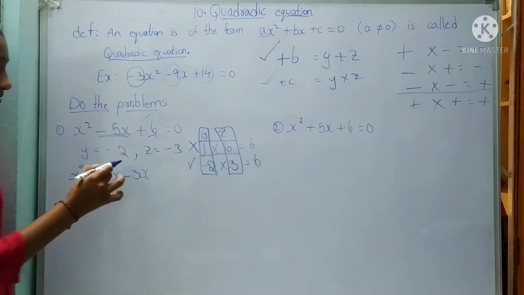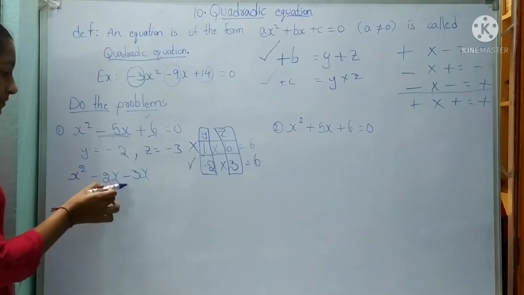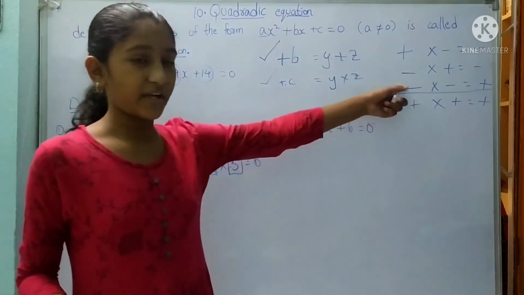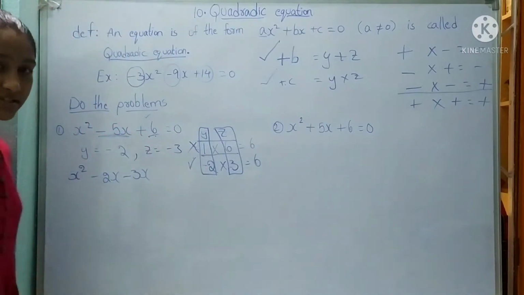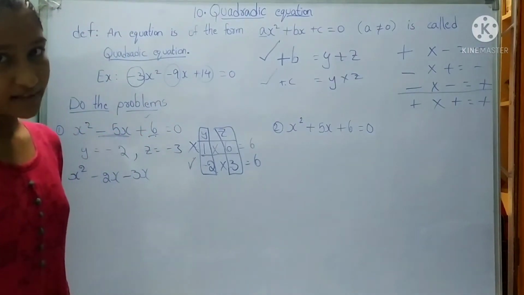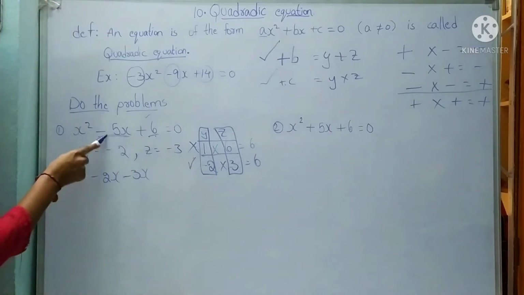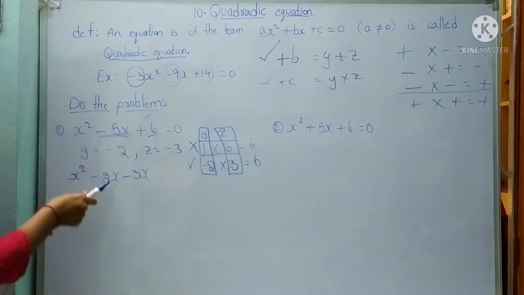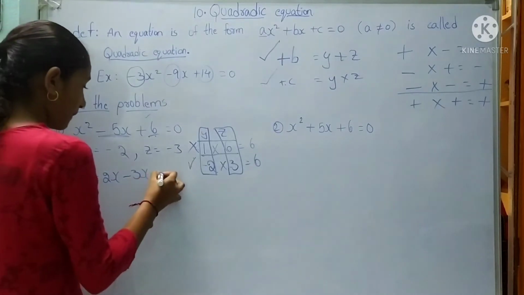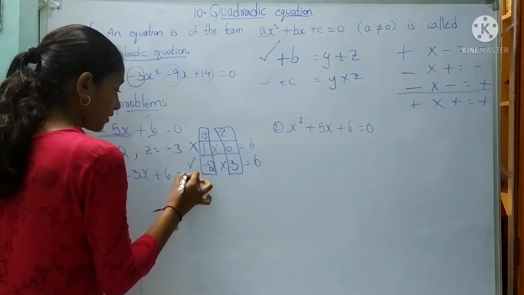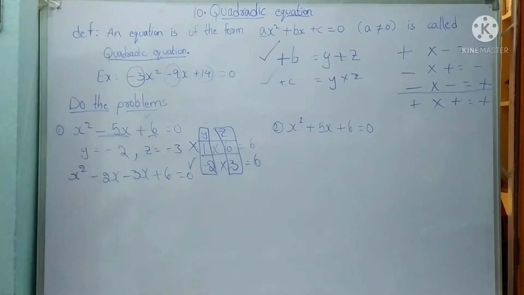So minus 2x and minus 3x, same symbol means we can add. So 2 plus 3 is 5x, and the minus symbol is there, so that's why we keep the sign, minus 5x. So here I am splitting the minus 5x as minus 2x and minus 3x. Okay, and plus 6 is equal to 0. Okay, this is the output.